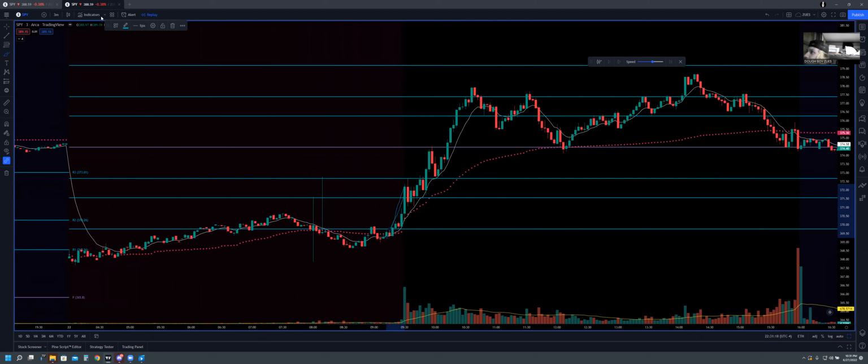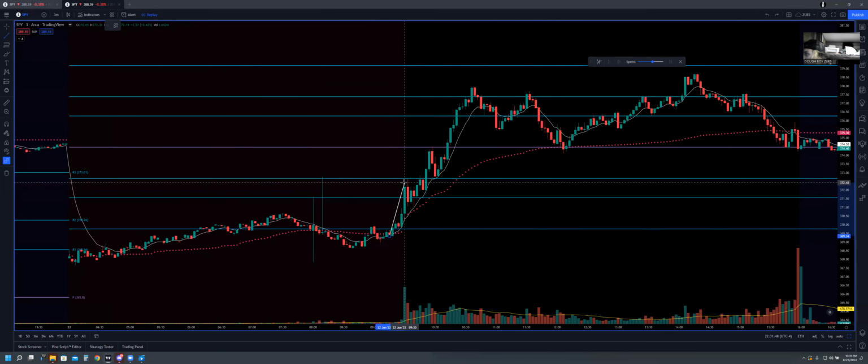I'm gonna use a different tool. All right, so you see we ran up right here, and then we started forming this consolidation in between these two levels, pretty much. So this is what I like to see. I like to see price do something near a level.